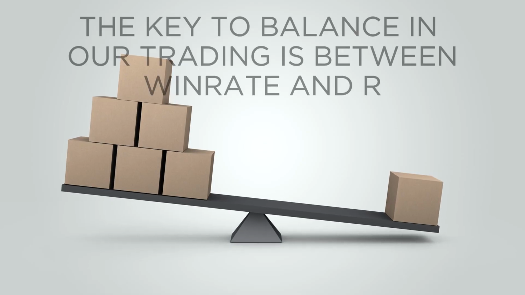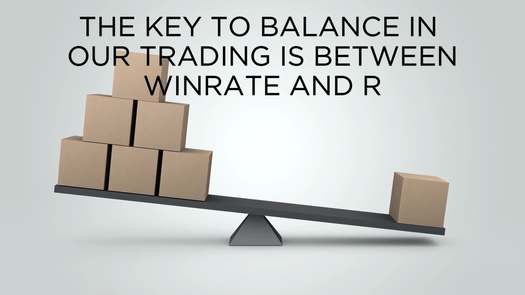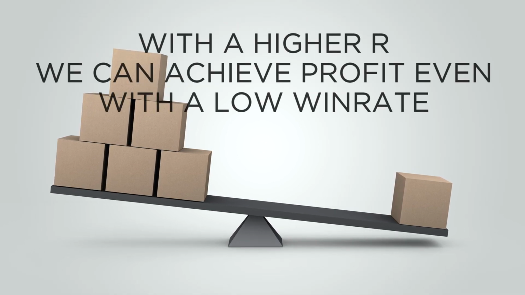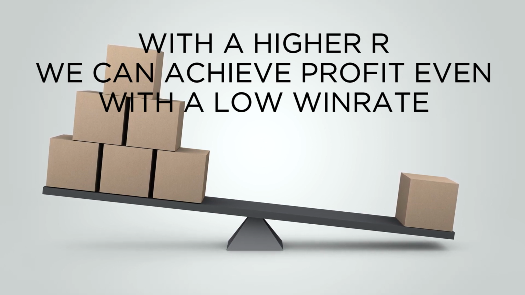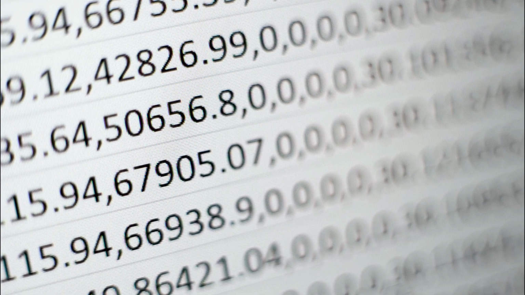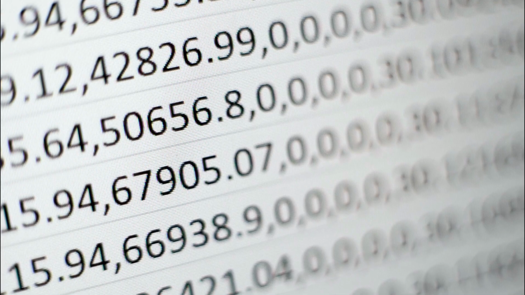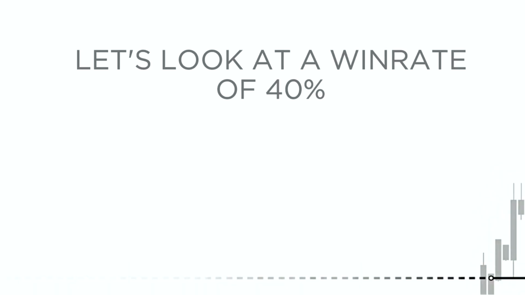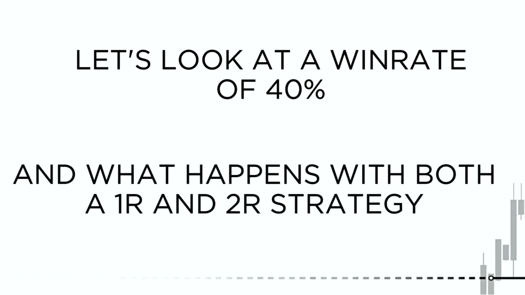Now, when we've been covering what R is and how we use R within our trading, you might be getting an idea of how we can use this to basically counteract a low win rate and still have a profitable strategy. But let's see some numbers. So we'll take a couple of the details from examples we've just done and we'll say we have a win rate of, let's go with 40%. And I'm going to compare the results when we're looking at a 1R strategy and a 2R strategy.